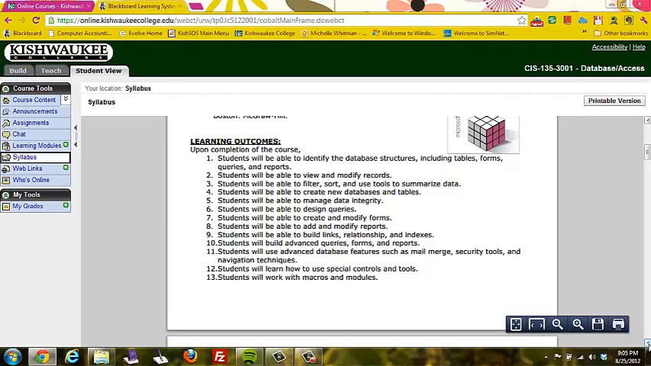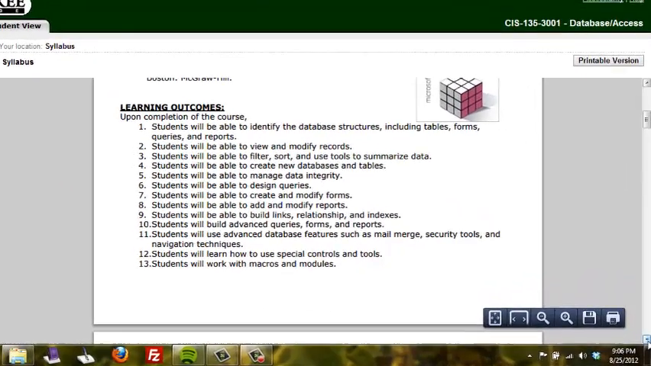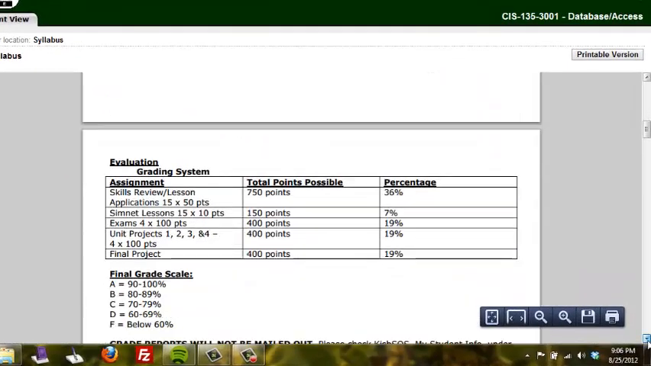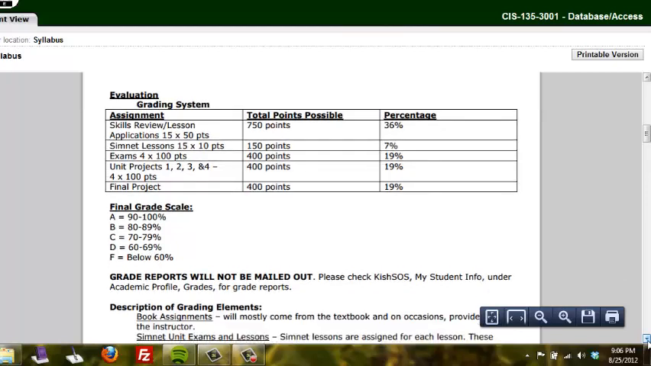I know that sounds like a lot right now, but we take it one step at a time, and each lesson builds upon itself, so it will become clear as you go through. The grading system here is over here on the left.